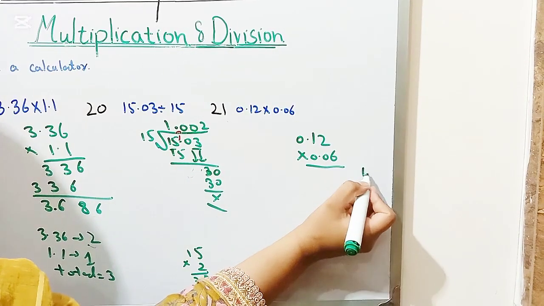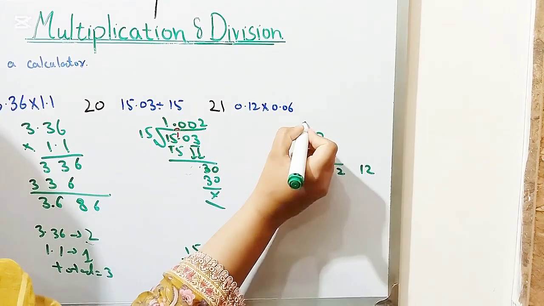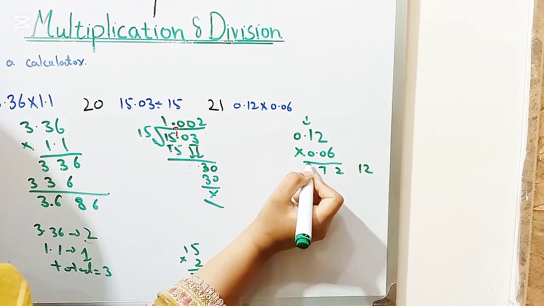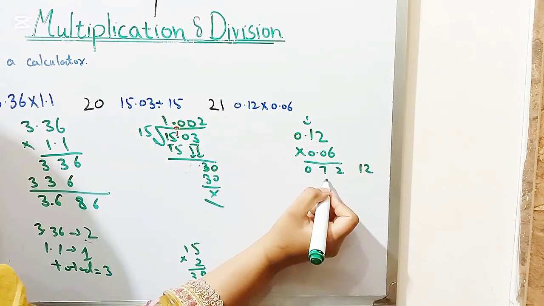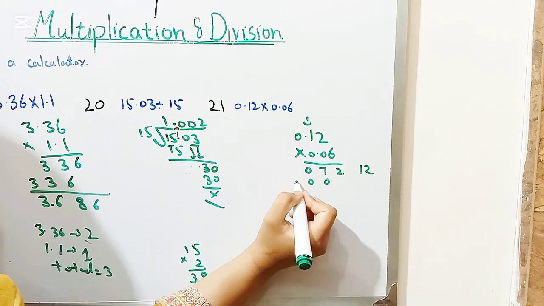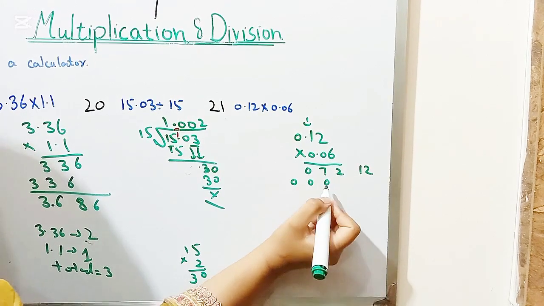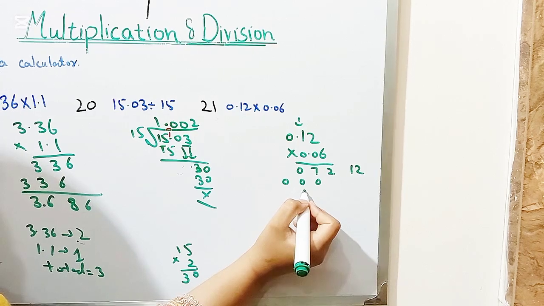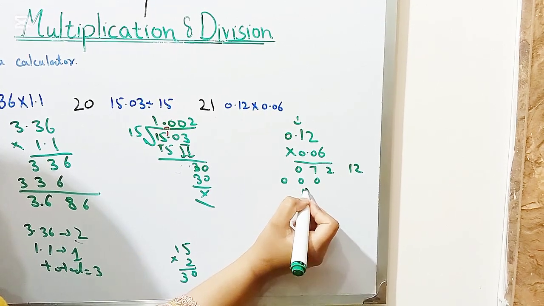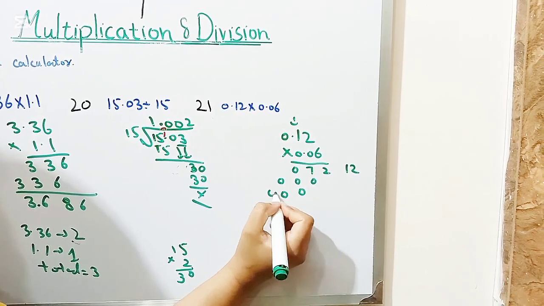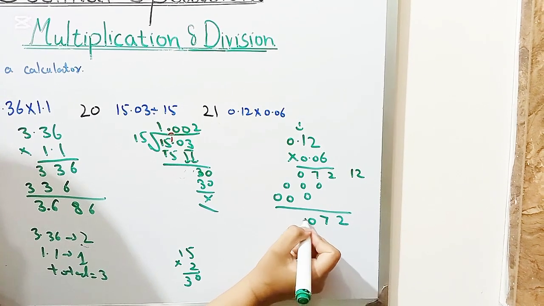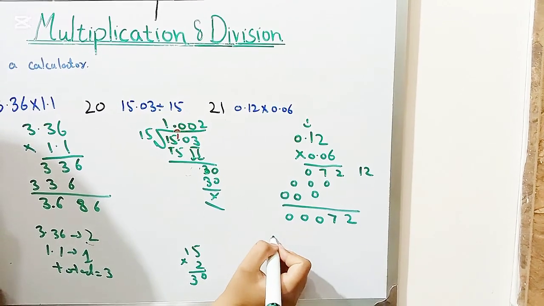6 2s are 12. Then I will write 2 and carry 1 to the next value. 6 1s are 6, plus 1 it becomes 7. 600, then 200, 100, 00. Then 0, 200, 2100. Now I will add them: 72000.